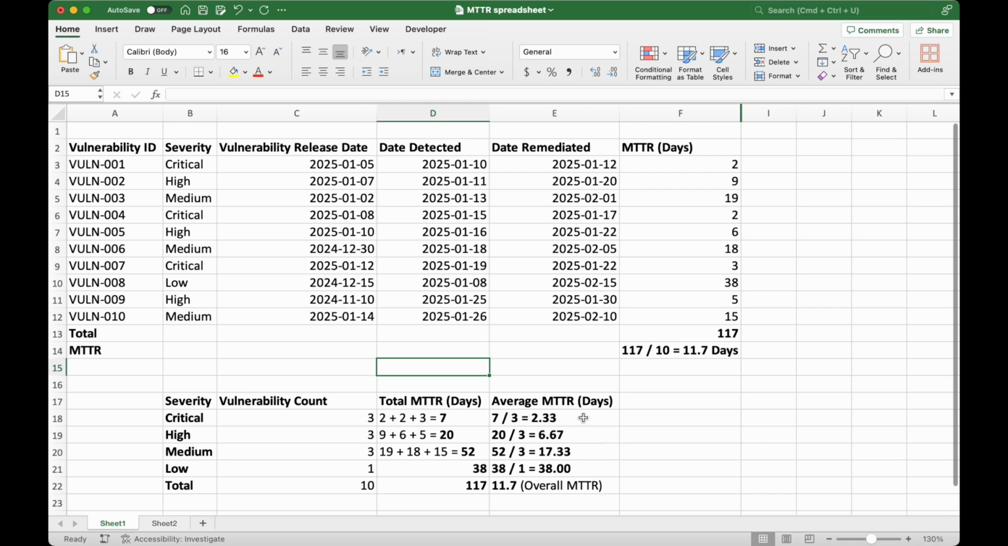Similarly for the high, we add those together, which is 9 plus 6 plus 5 for those vulnerabilities 2, 5, and 9, which gives us 20, dividing by 3, which is the total number of vulnerabilities. That is 6.67 for the highs. Similarly for the mediums, we end up with 17.3, and for the lows we have in the environment, which is only 1, our MTTR for those is 38 days.